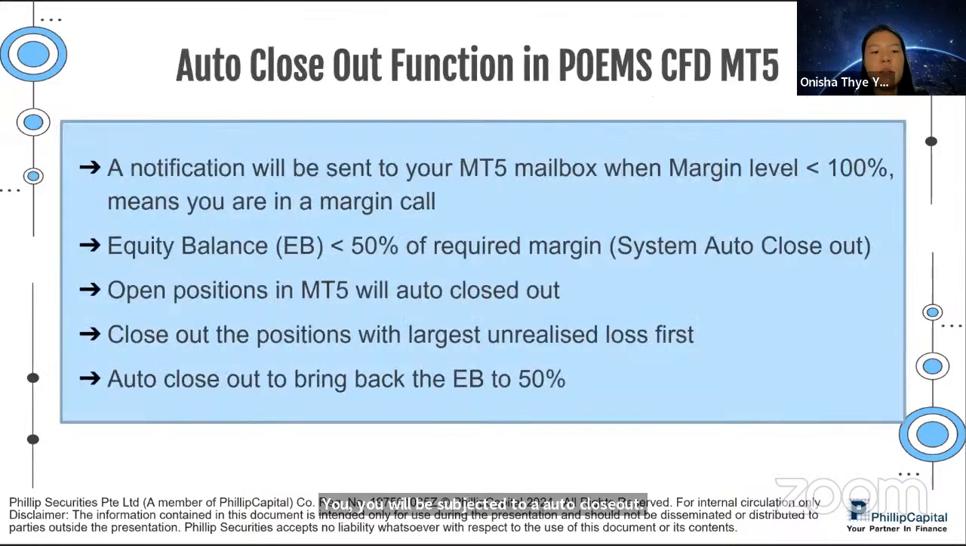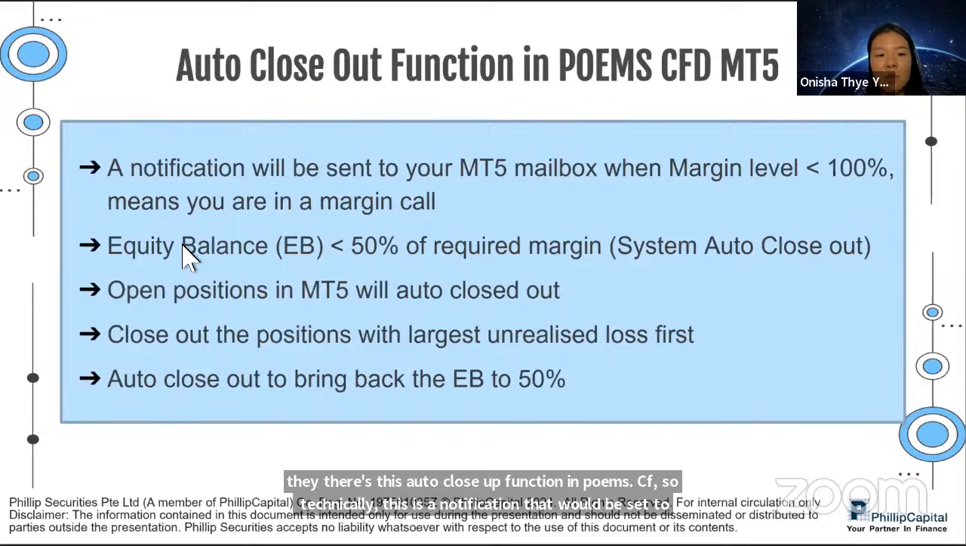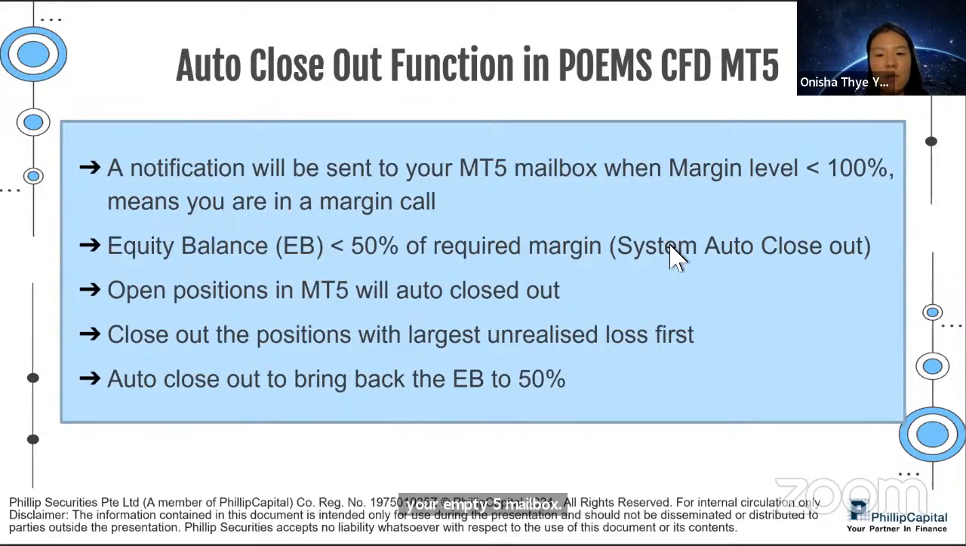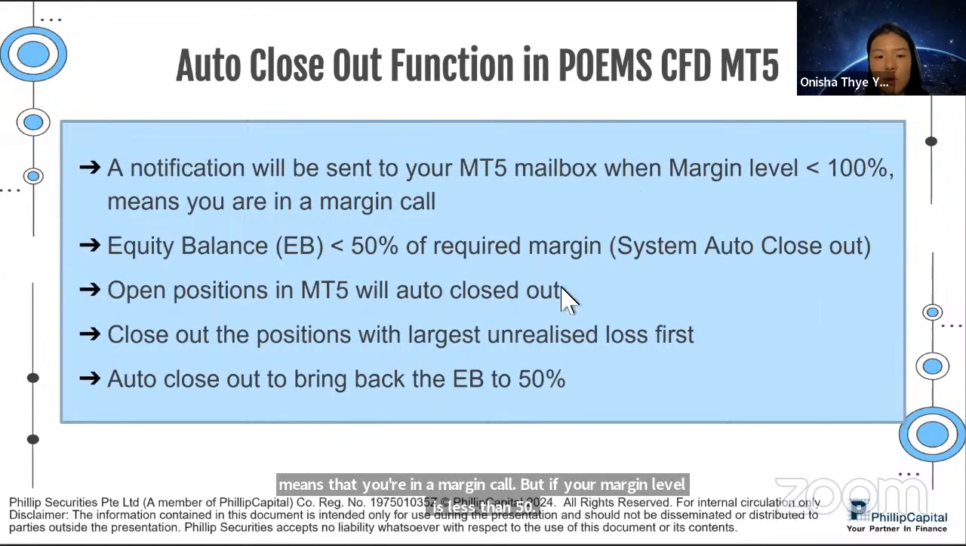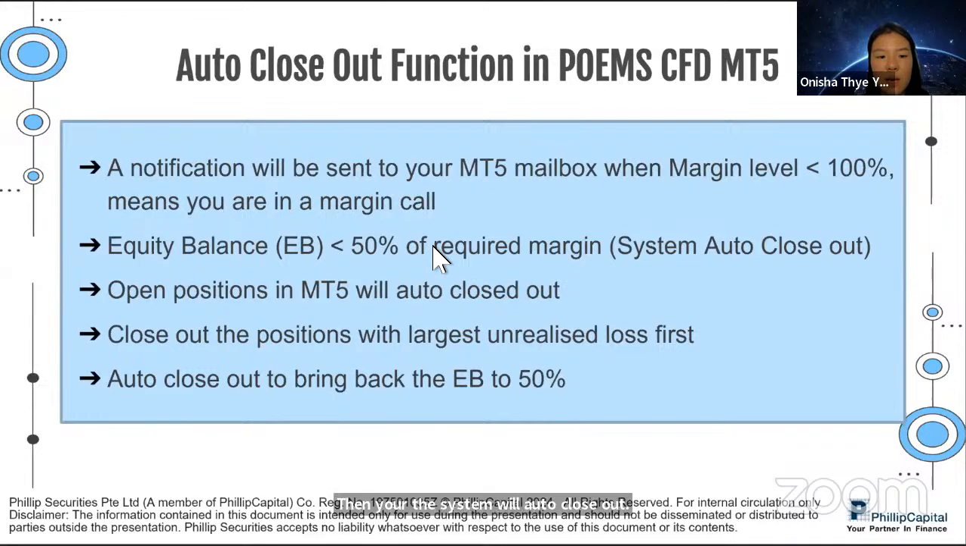Okay, so there's this auto closeout function in POEMS CFD MT5. Technically, this is a notification that would be sent to your MT5 mailbox when the margin level is less than 100%, which means that you're in a margin call. But if your margin level is less than 50%, then the system will auto close out. The open positions in MT5 that close out will be your largest unrealized loss first.